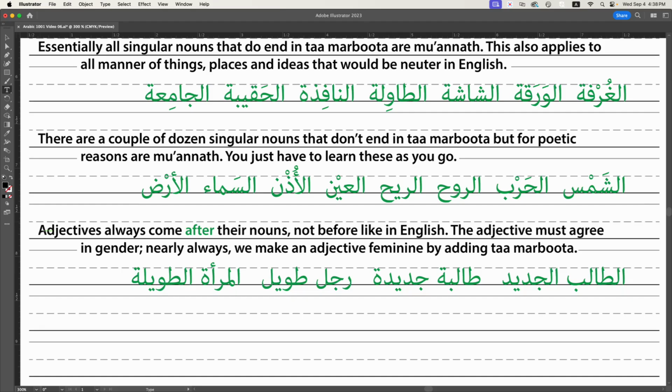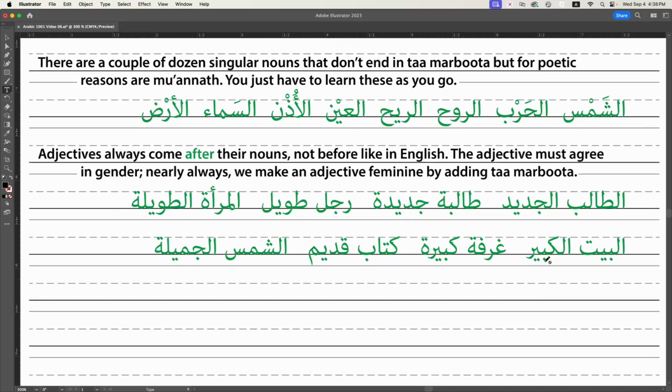And this applies to objects and ideas and places just like it does to people. So al-bayt, the house, kabir is big, so masculine noun, masculine adjective. Al-bayt al-kabir, the big house, we say the house, the big. Ghurfa is room, and it's mu'annath, it's feminine. So we take kabir and we add ta marbuta to it. This is really easy and shouldn't present a problem at all for you. So ghurfa kabira, a big room.